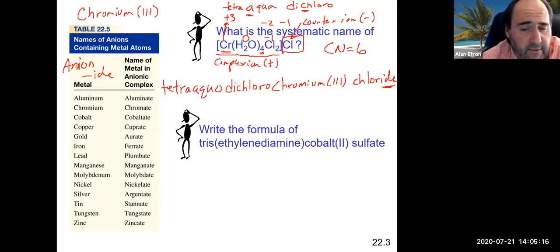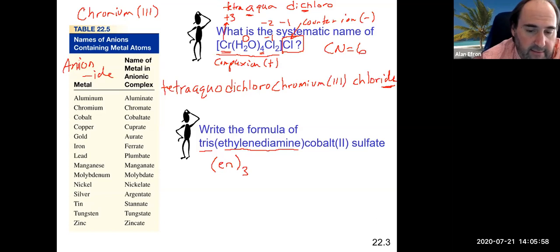Okay, so on the second one, we actually have the name, and we want to basically build the formula. So really the easiest thing to do is just to figure out the parts and put it together. So tris(ethylenediamine): tris means 3, and ethylenediamine, if you remember, is very commonly written as en. They use it both in the formula and sometimes in the name, so you don't have to write CH2, CH2, NH2, NH2, all those guys in there. It's a shorthand that's used a lot. Tris means we have 3 of them, so we've got that going.